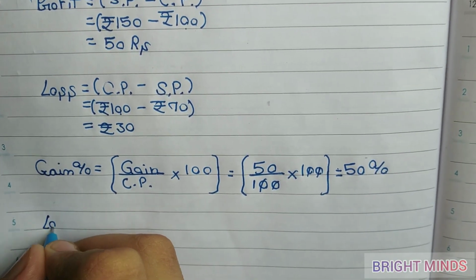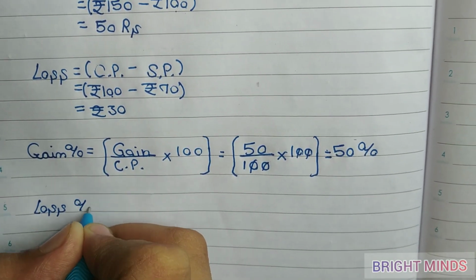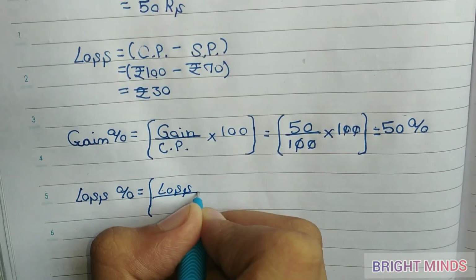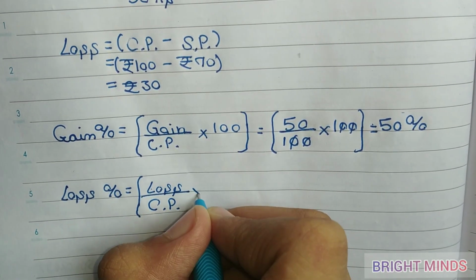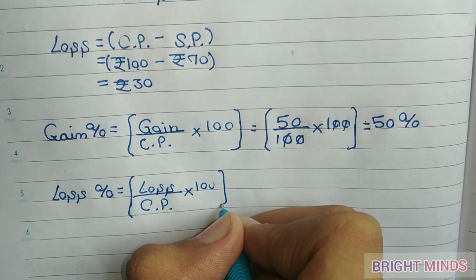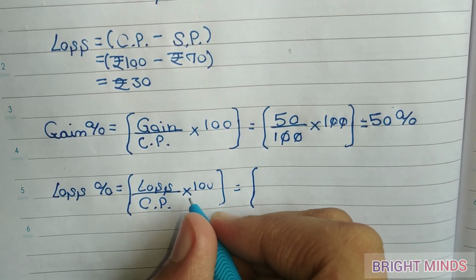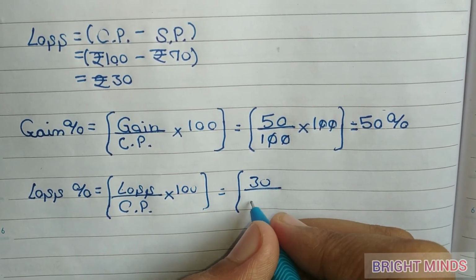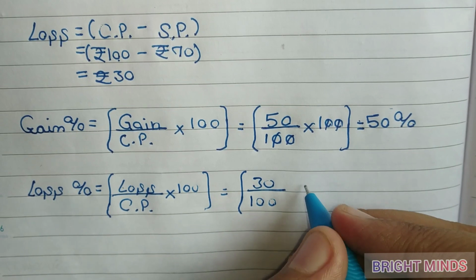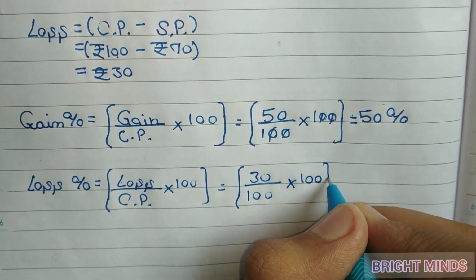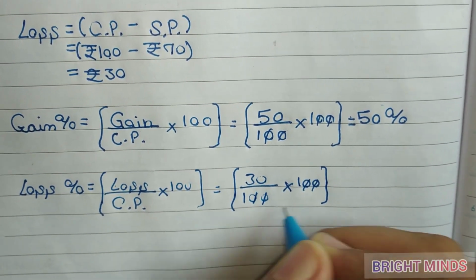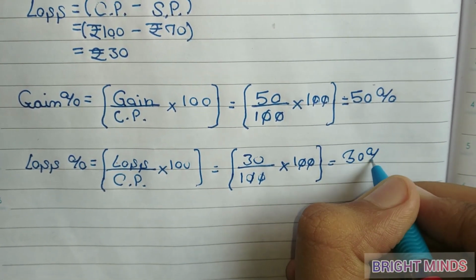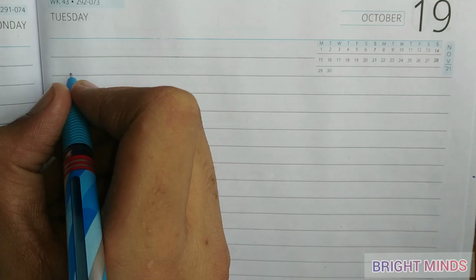Now if you have to find your loss percent, your formula is loss upon CP into 100 is equal to, here loss is your 30 upon 100, CP is your 100, into 100. Now the zeros cancel out again and your 30 into 1 is equal to 30%. Now your loss percent is equal to 30%.